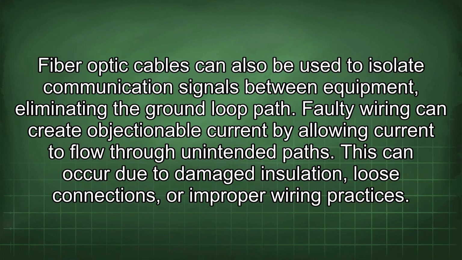Fiber optic cables can also be used to isolate communication signals between equipment, eliminating the ground loop path. Faulty wiring can create objectionable current by allowing current to flow through unintended paths. This can occur due to damaged insulation, loose connections, or improper wiring practices.